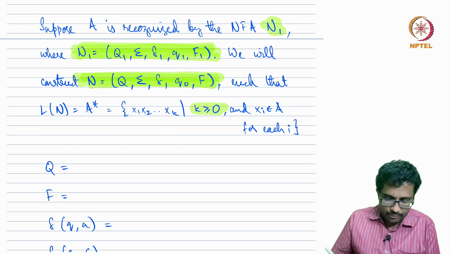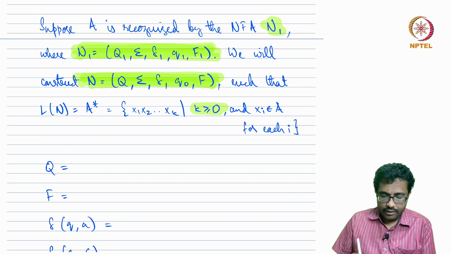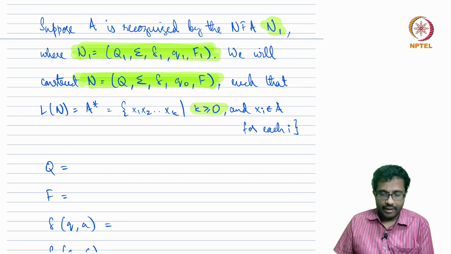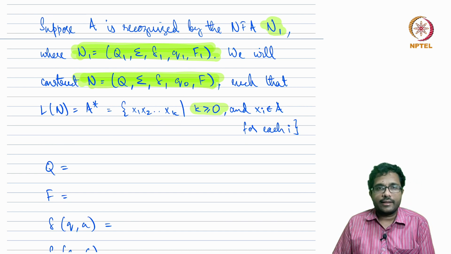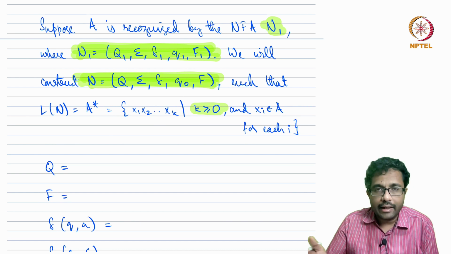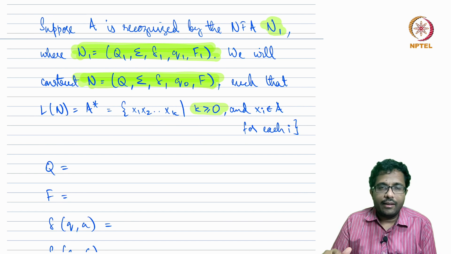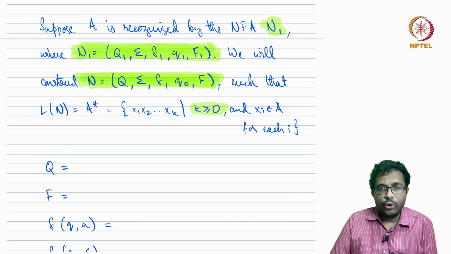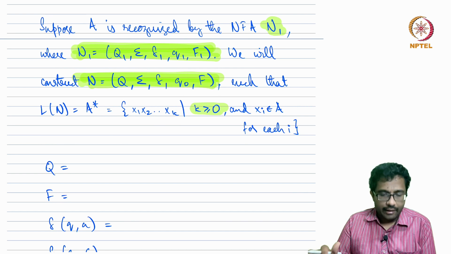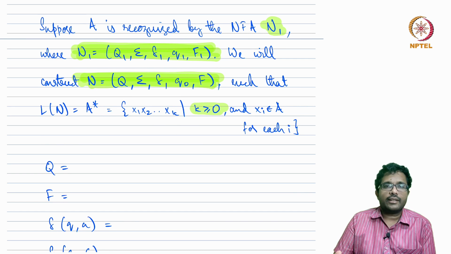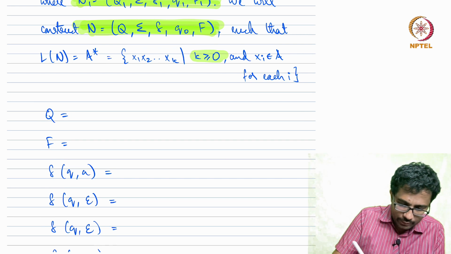So in this particular closure proof, I want to write down what is Q, what is F, what is the transition function, etc. As already mentioned, N1 is one of the NFAs that recognizes A, and our goal is to construct N which recognizes A star. Q1, sigma, delta 1, small q1 and F1 are the five-tuple corresponding to N1, and for N the corresponding things are Q, sigma, delta, Q0 and F. So what is Q here? Let's try to write down what is Q.